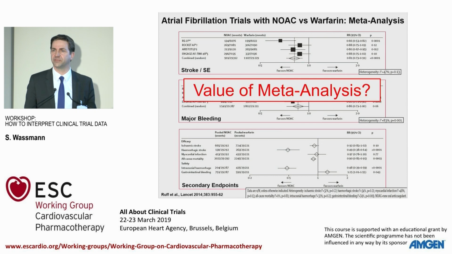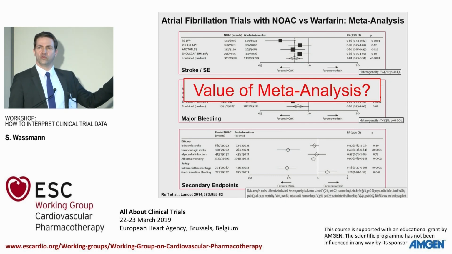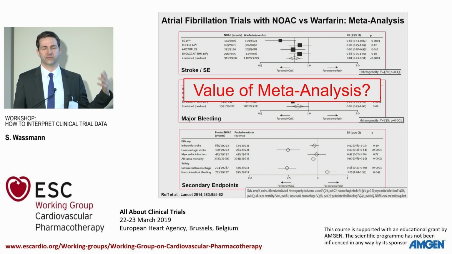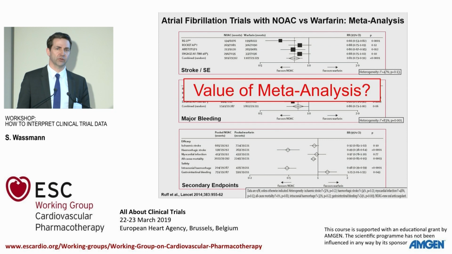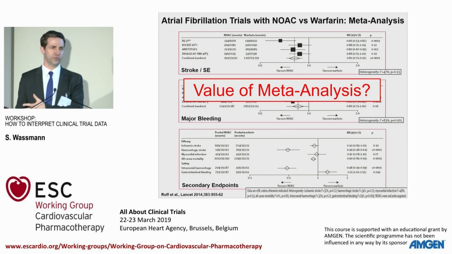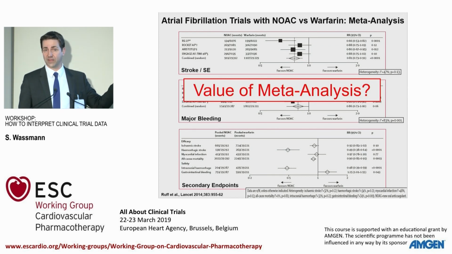Exactly, because bleeding definitions were so different. Okay, but what does this meta-analysis do? I think it has a value: to compare NOACs versus vitamin K antagonists. Exactly. It's comparing a new principle with an old principle, if you wish. And I think that makes sense.